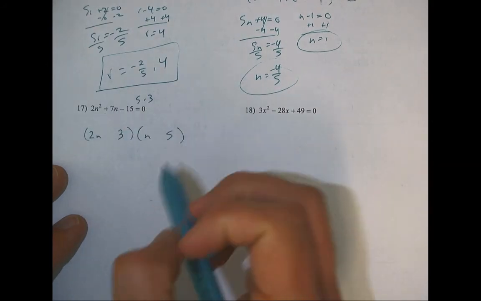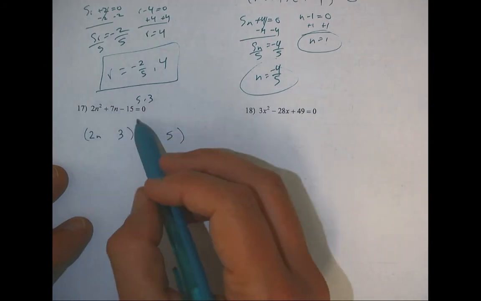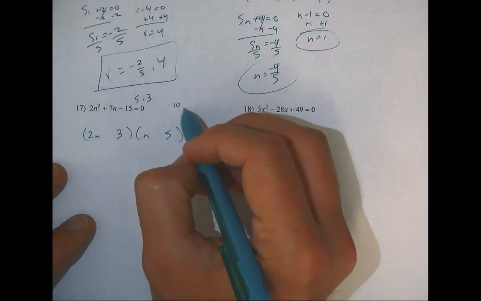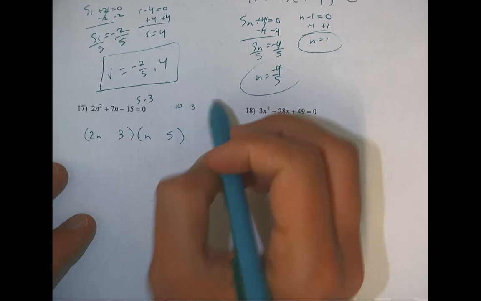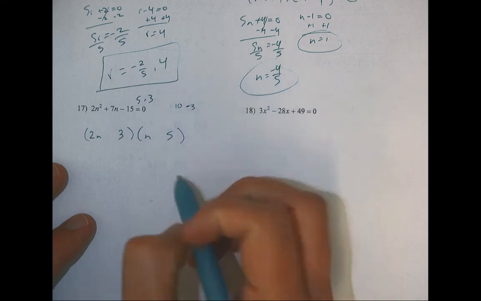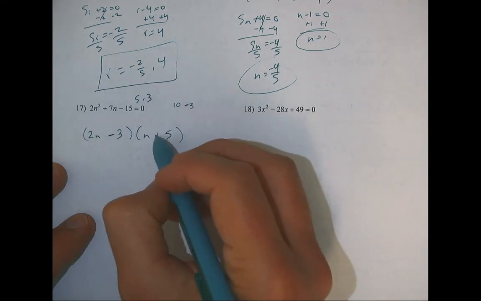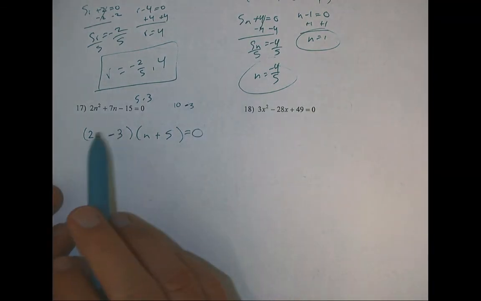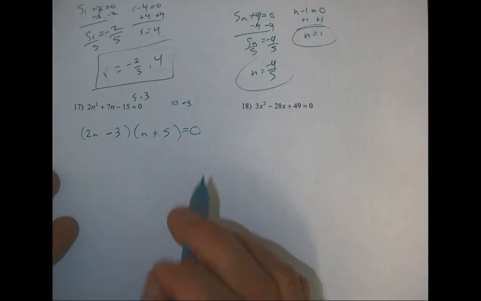There's your 10. There's your 3. Gets me to the 7. Now I need a positive 7. So when I'm comparing those two numbers, the 10 and the 3 that got me to the 7, if I want this to be a positive 7, I need a positive 10 and a negative 3. So I need a negative 3 and a positive 5 to make the 10. Remember, you can always run these through to double check it if you need to.